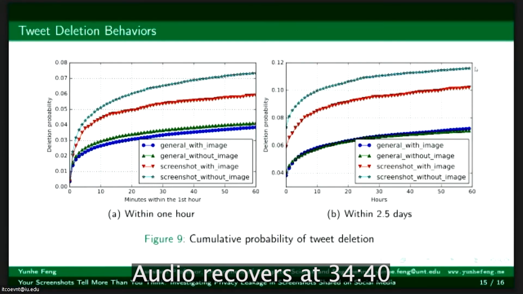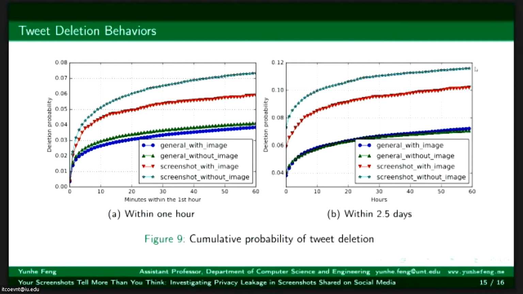And the third one is information screenshot in the tweet, but also containing at least one image. And also one screenshot without an image. So we find that if they mention the keyword screenshot in their post, it's more likely for them to delete it, and they delete tweets like that more frequently. Which implies that people are aware of the privacy leakage through screenshot-tagged tweets.